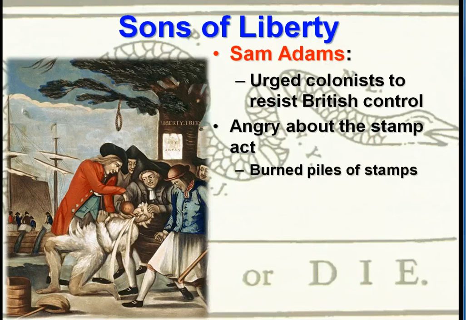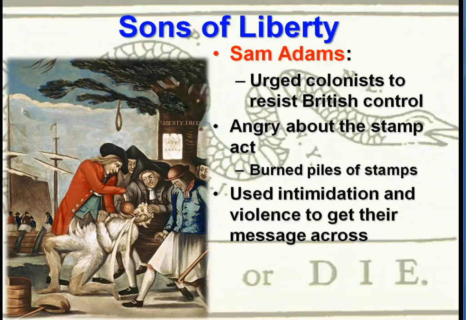Oftentimes, they were angry about lots of different things, but when they were angry about the Stamp Act, they burned piles of stamps. They abused the collectors that would come around and collect taxes in the name of the king. They used intimidation and often violence to get their message across. And so they were seen as pretty much a very raucous crowd. They would rabble up anybody they could get going. They would try to fire people up.